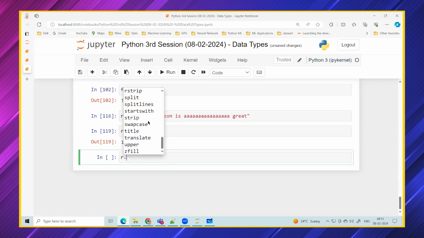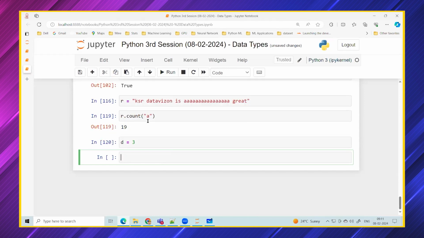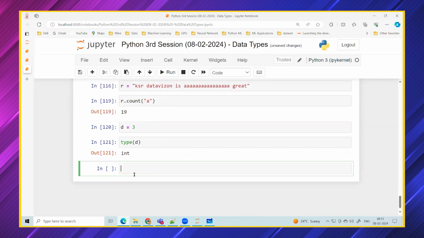See, for example, now D equal to some number I'll give. Now type of D. It's actually an integer. Now if I press D dot tab, I will get different functions. These are the only functions applicable for a number. But if it was a string, it would give a lot of functions. So Python will decide what functions I can use on top of that data type.